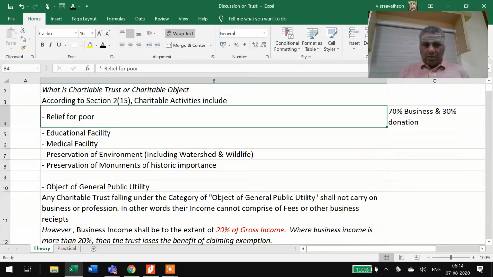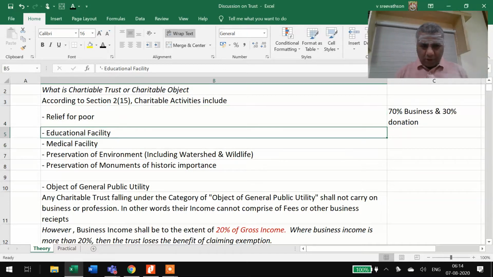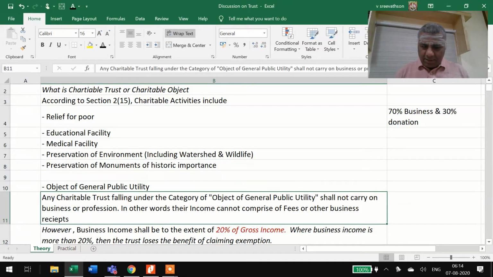So that percentage is applicable only for the general public. Yeah, that is what I was worried about, whether I communicated correctly or not. Any charitable trust falling under the category of object of general public utility, only a trust which falls under this category will lose that exemption.